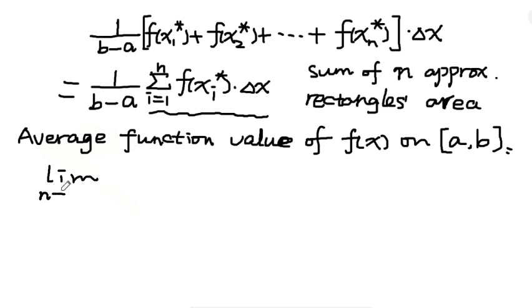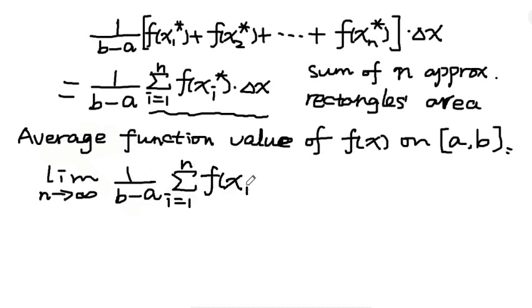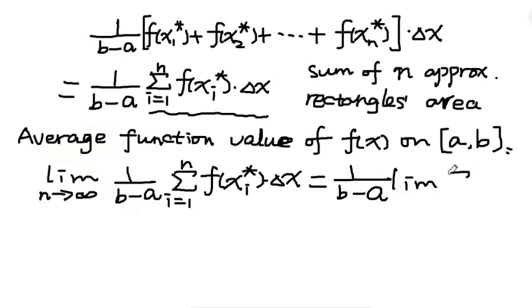Use the limit as n approaches infinity of 1 over b minus a times the Riemann sum, right? Since 1 over b minus a is a constant, by the constant multiple rule for limits, you can move 1 over b minus a outside. That is the limit of the Riemann sum. And what does this limit of the Riemann sum mean?